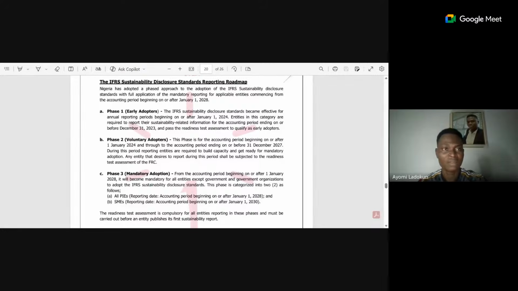the FRC, as I mentioned. Can you see? So we have phase 1, the early adopters. Please take note of this in case they ask you. All right. So phase 1 is between, okay, it's between 2023 to 2024, right? That's early adopters. Then voluntary adopters is between 2024 to 2027. Then mandatory is going to start from 2028. Then SMEs is 2030. For government agencies, I think they've not determined theirs.